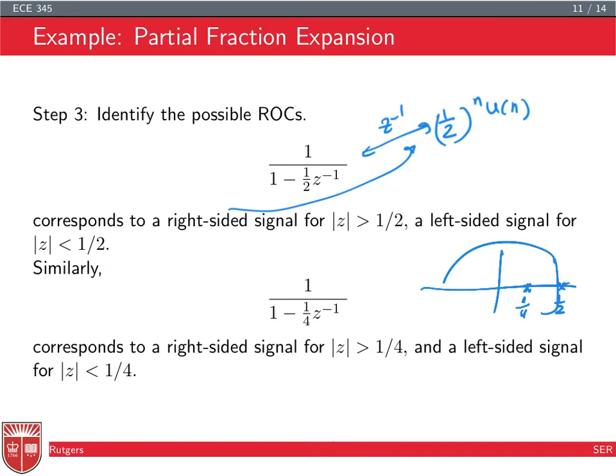And you're going to have the cases where either the magnitude of z is greater than 1/2, or z is smaller than 1/2, or z bigger than 1/4, or z smaller than 1/4, maybe.